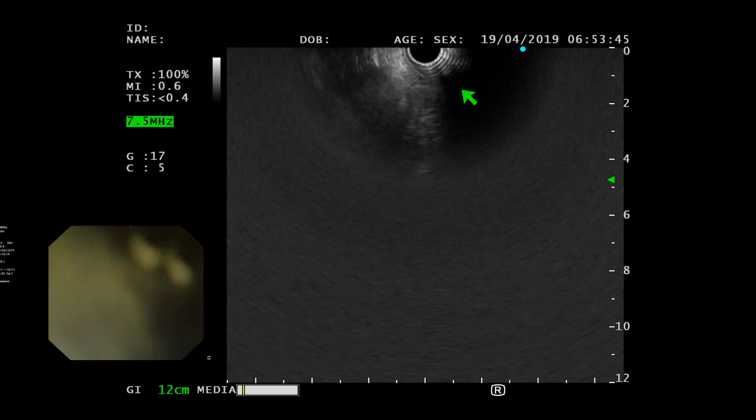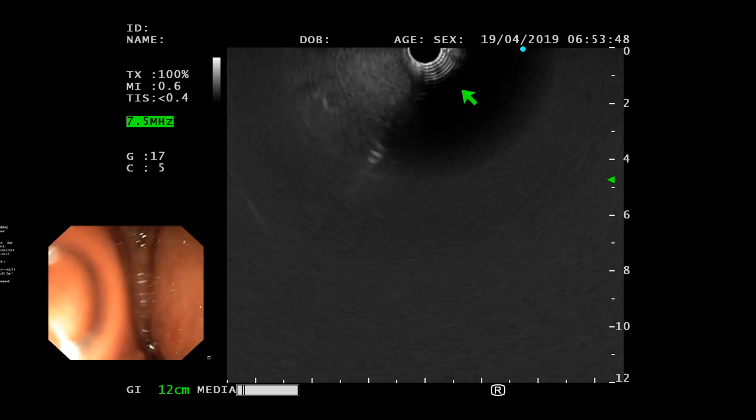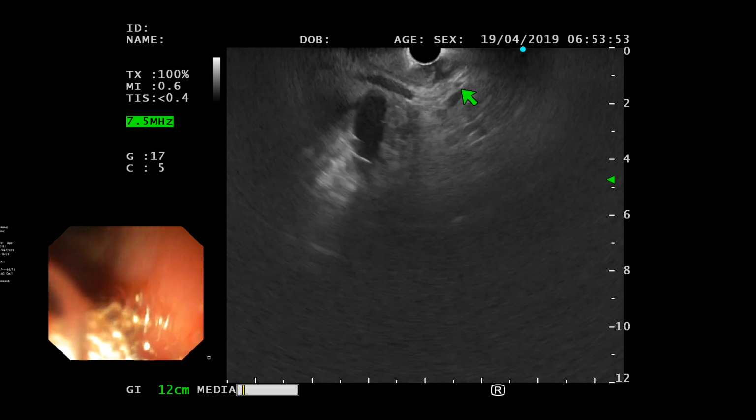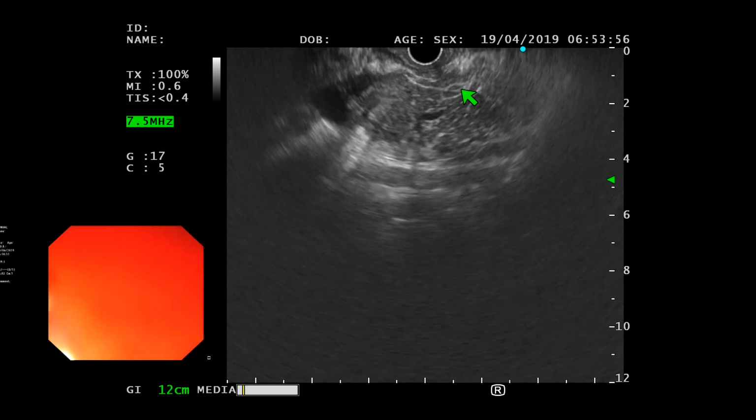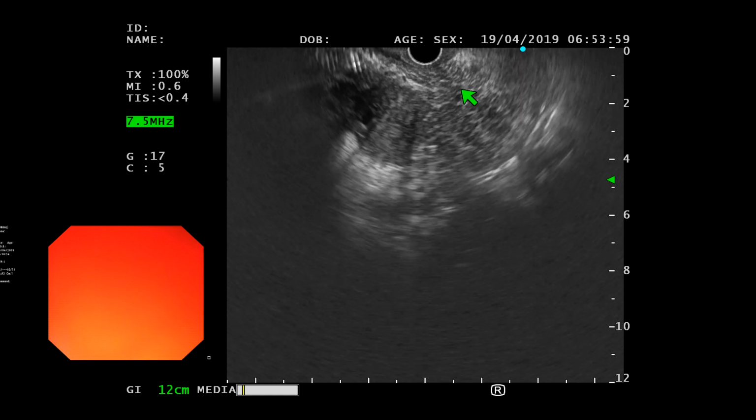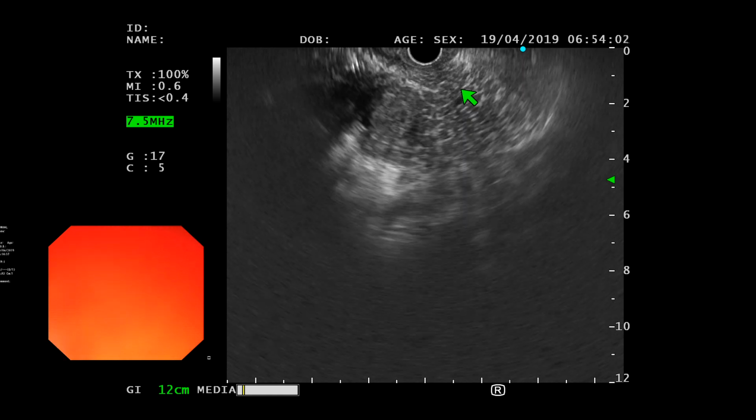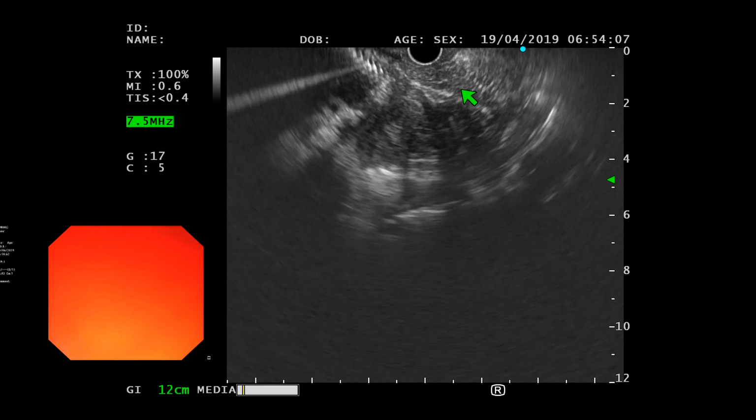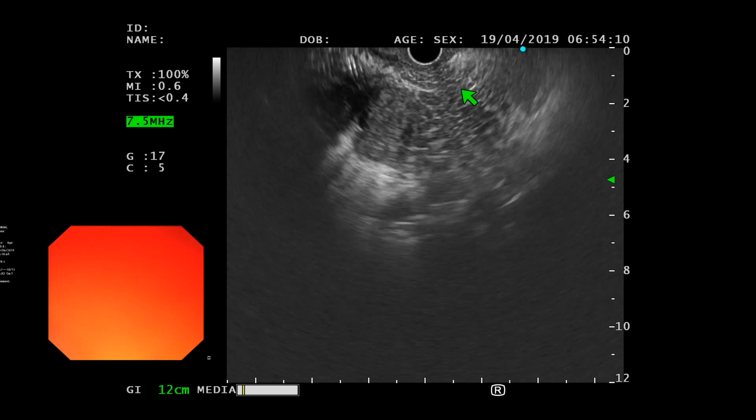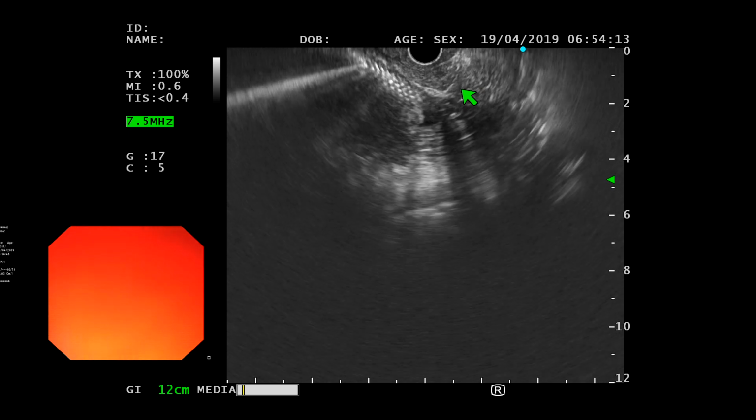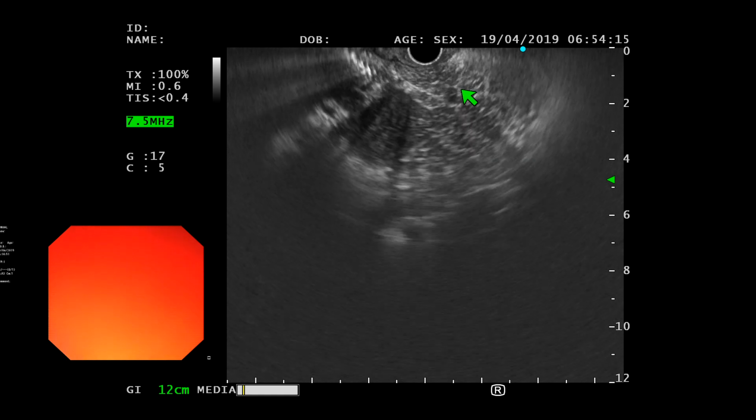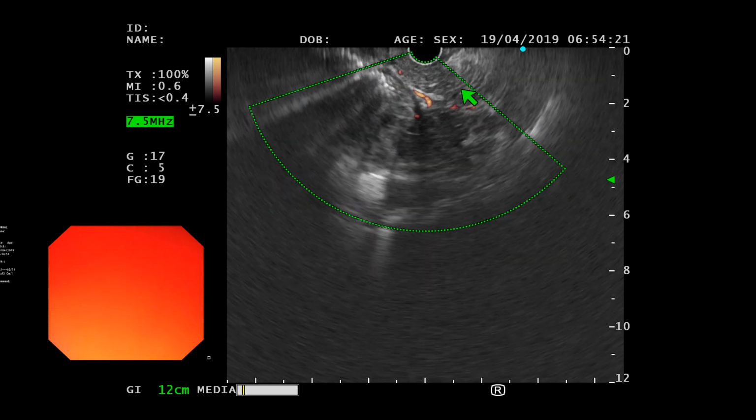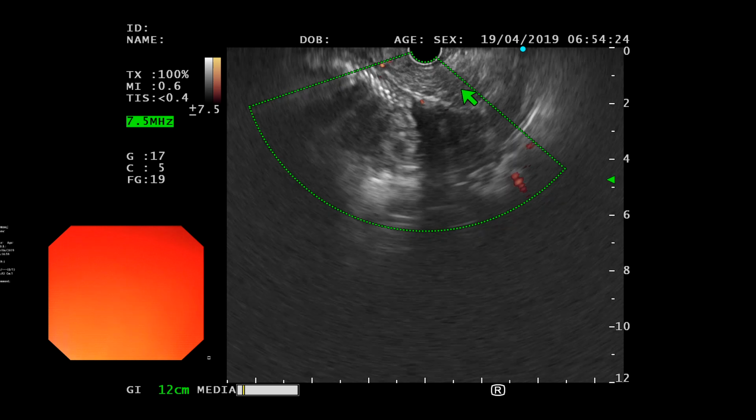FNA, FNB. I'm used to FNAC, but FNA, 22 gauge. Okay, in a mass like this, what would you like to do, FNAC or FNB? What does the house say? FNB. Okay, so the house says FNB, 22 gauge.